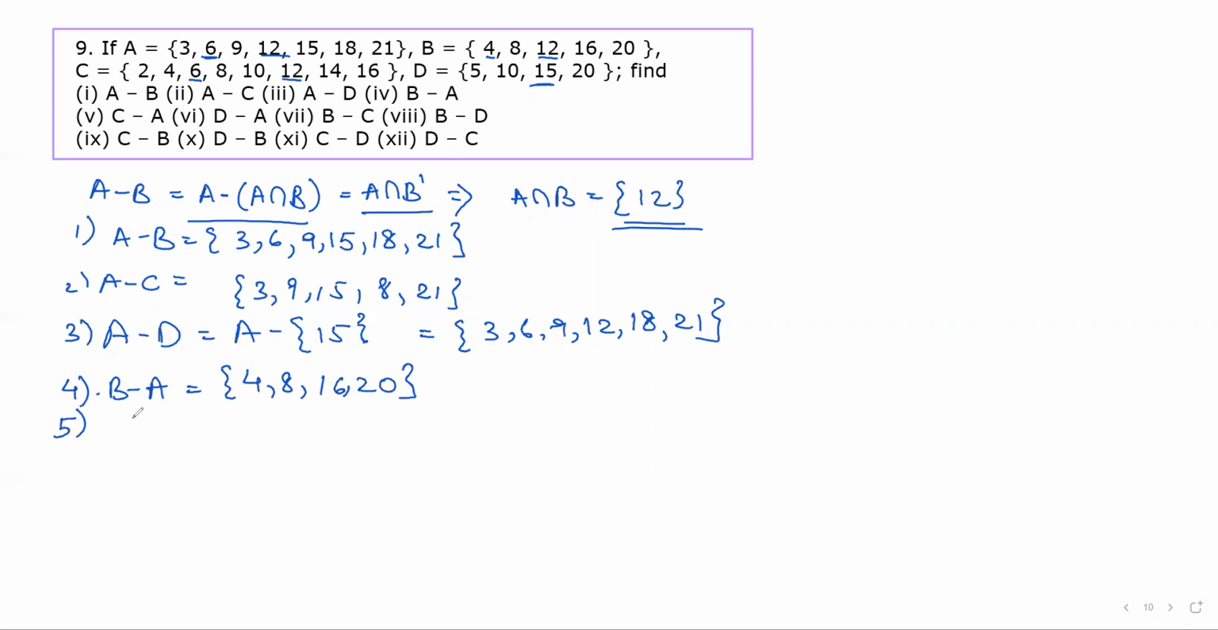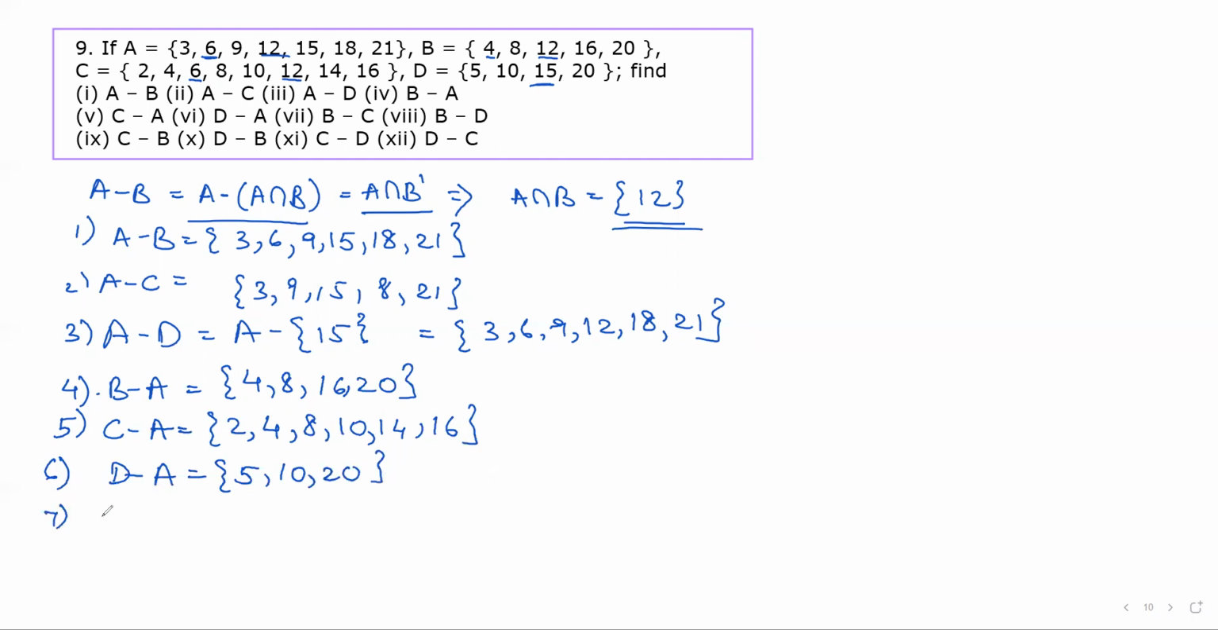C minus A. All elements of A which are common between C and A should be subtracted from C. So C minus A is equal to 2, 4, 8, 10, 14 and 16. D minus A. 15 is common in both. So D minus A will be equal to 5, 10, 20.